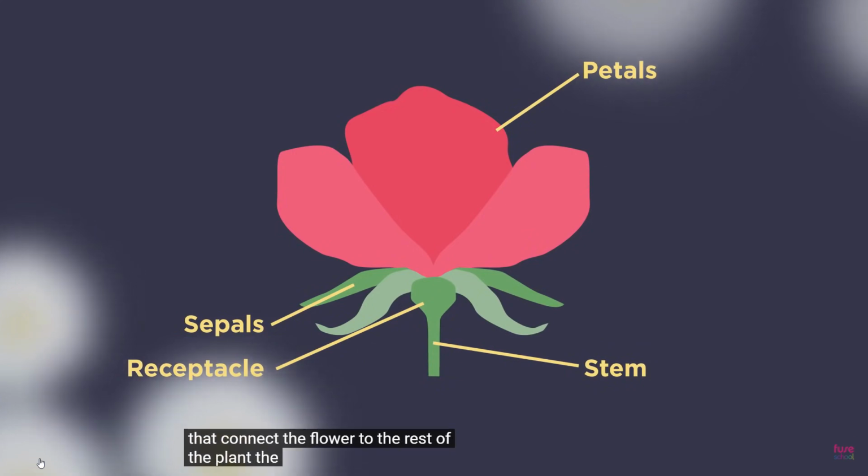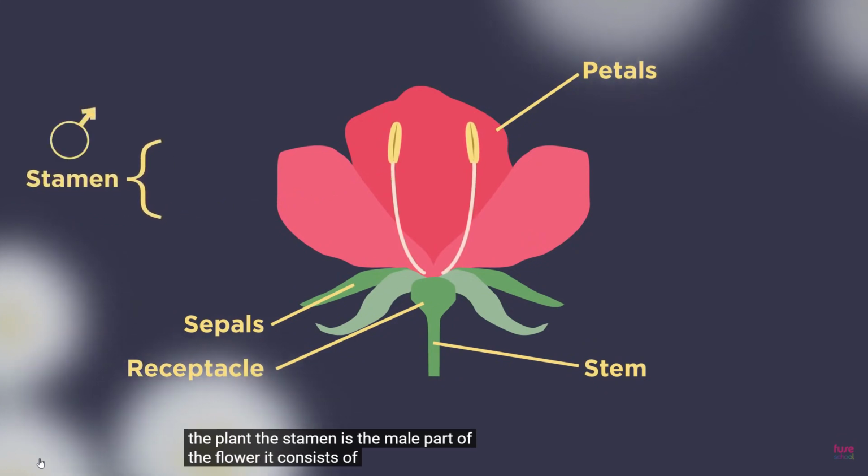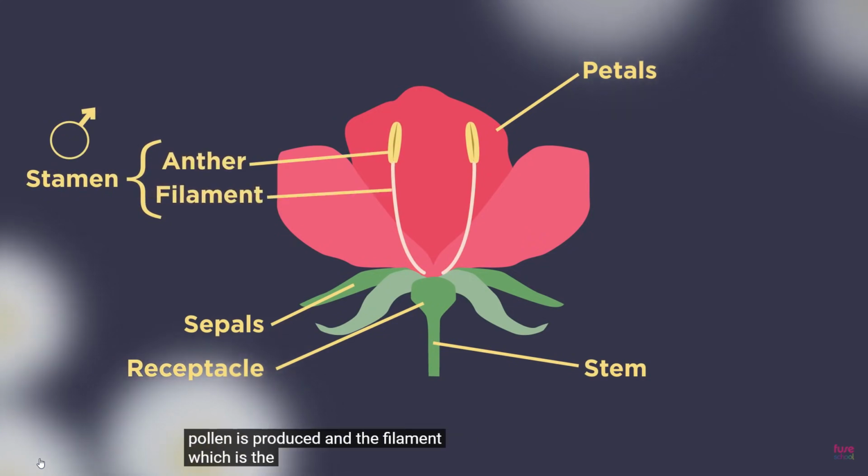The stamen is the male part of the flower. It consists of anthers, where pollen is produced, and filaments, which is a stalk that supports the anthers. These structures are responsible for production and positioning of the pollen, the male gamete.